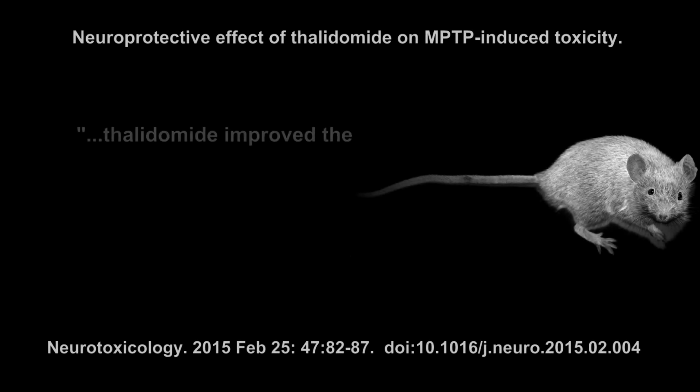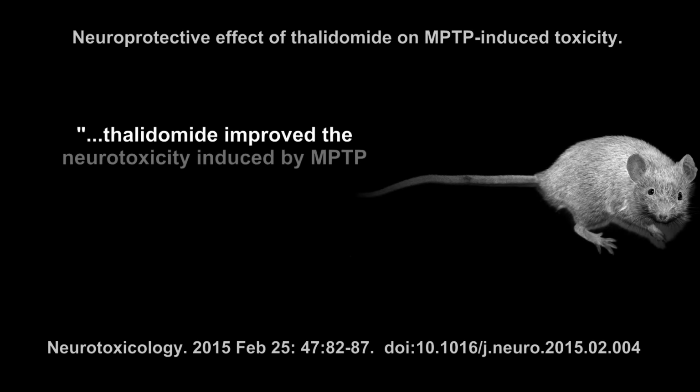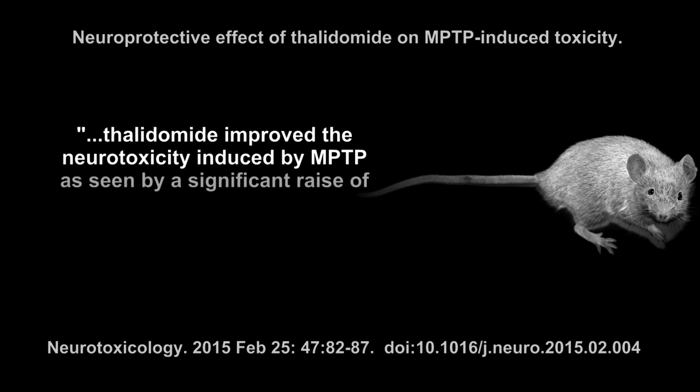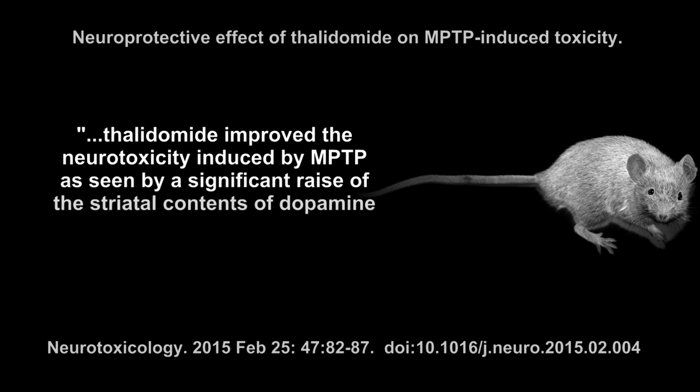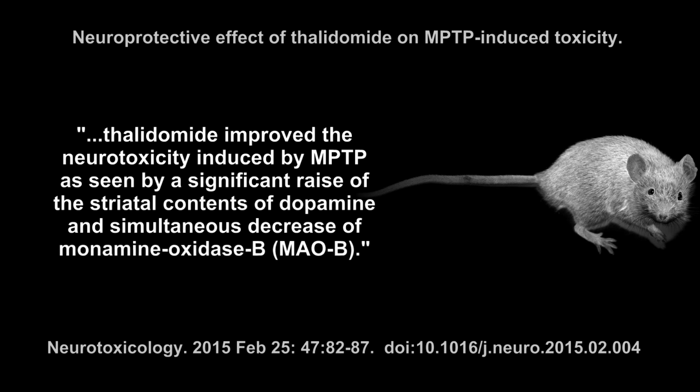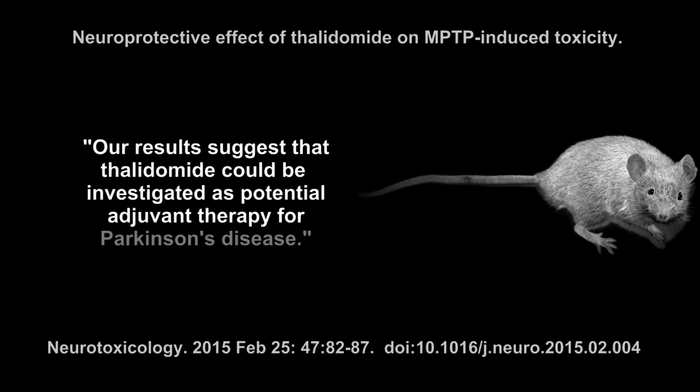In a mouse model of Parkinson's disease, thalidomide improved the neurotoxicity induced by MPTP, as seen by a significant raise of striatal contents of dopamine and simultaneous decrease of monoamine oxidase B, MAOB. Our results suggest that thalidomide could be investigated as potential adjuvant therapy for Parkinson's disease.